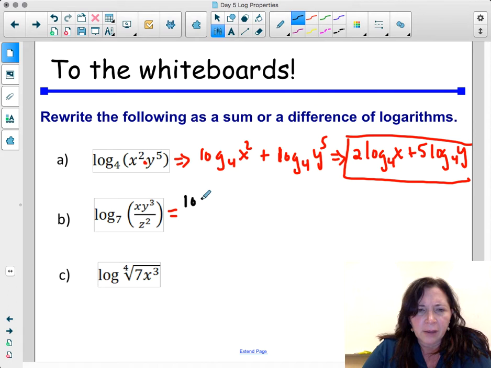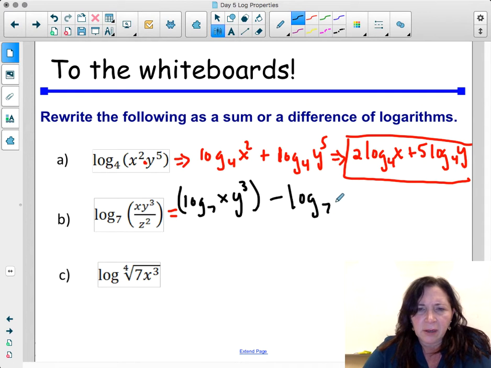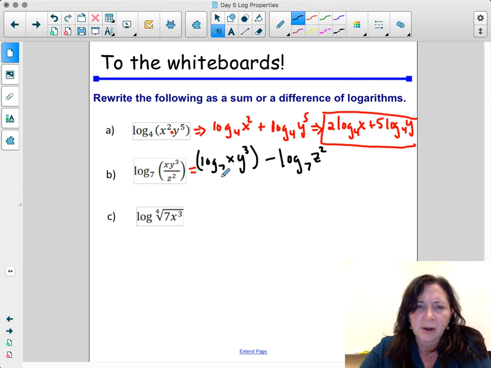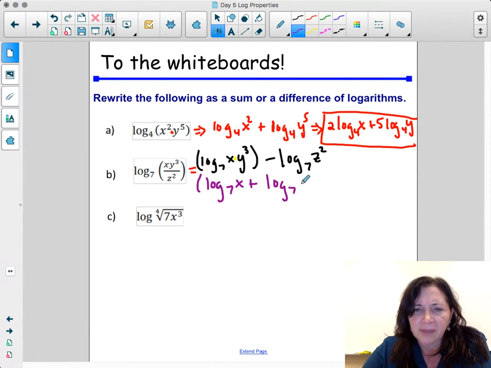That's going to be log base 7, and we're going to use parentheses for this one, of x y to the 3rd power minus log base 7 of z squared. So we're going to start off like that. From there, we actually see this multiplication in between here. There's a little multiplication here that we don't see, but we know it's there. I'm going to keep that in parentheses for right now: log base 7 of x plus log base 7 of y to the 3rd power minus log base 7 of z squared.